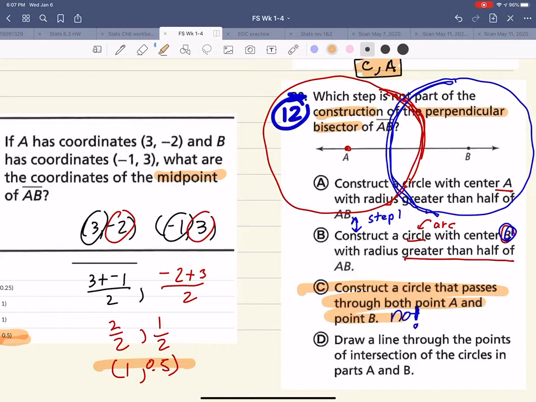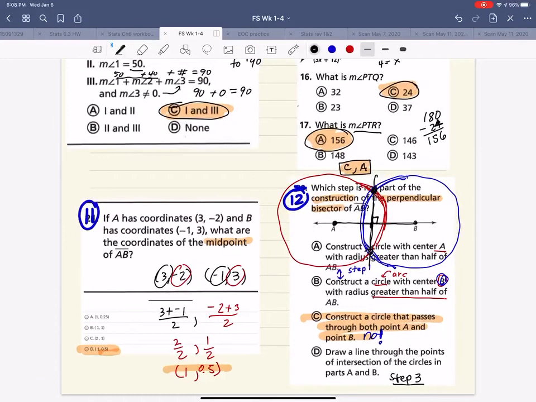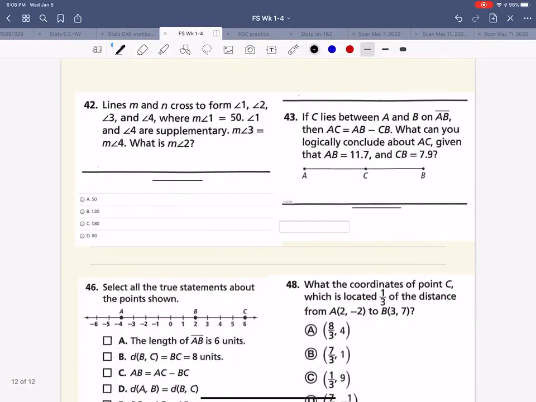Let's look at the last one. Draw a line through the points of intersection. So that's exactly how that would be my step 2, or probably my step 3. Find these intersection points and draw a line, and what do you know? That black line would cut segment AB in half at a 90. So that's actually the last step to constructing a perpendicular bisector. Nice. All right.